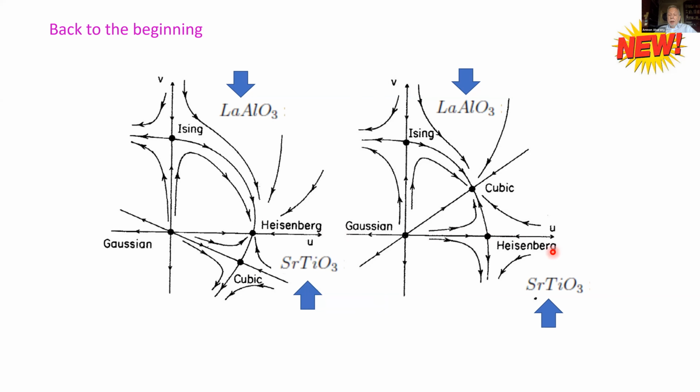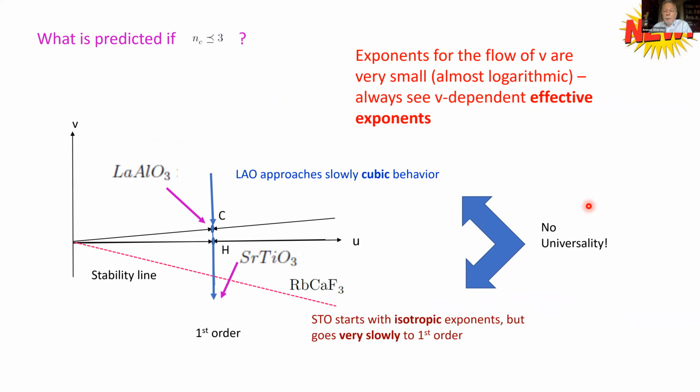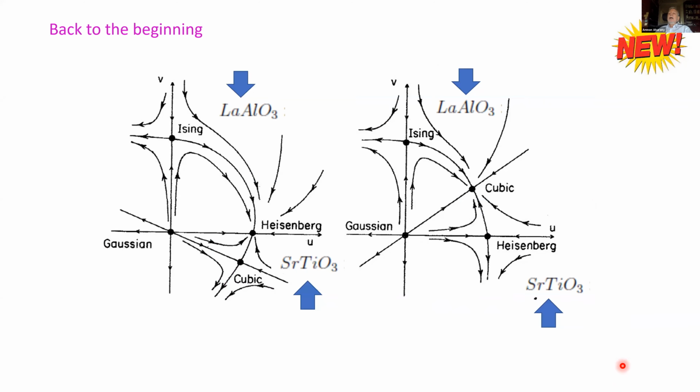So you flow first in that direction, but then there is a line here along which you realize that V is a relevant variable at this fixed point. So you flow away from this point. And if you are down here, you will flow close, but then you will flow that way. Flowing that way means that eventually you cross the line U equals minus V, which is the limit of stability of the Landau theory. And then you will have to add sixth order terms, but then eventually you will become first order. So the universality that we mentioned in the beginning of lanthanum aluminate and strontium titanate is in fact dead by this point of history.